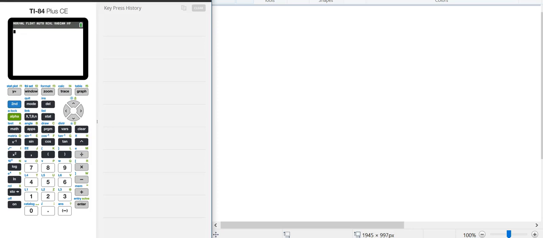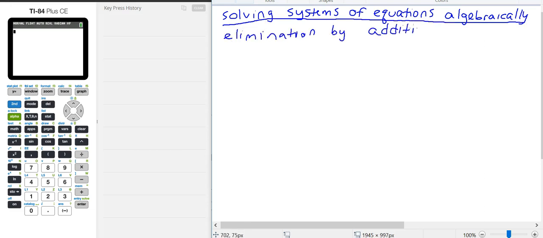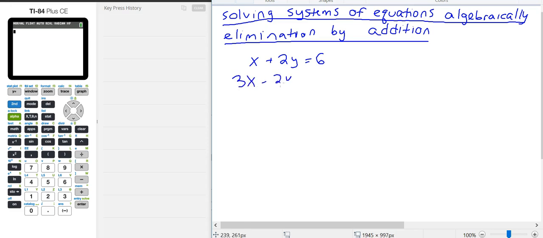In this video, we're going to discuss how you can solve systems of equations algebraically using elimination by addition. Let's look at an example. x plus 2y is equal to 6, and the other equation is 3x minus 2y is equal to 12.